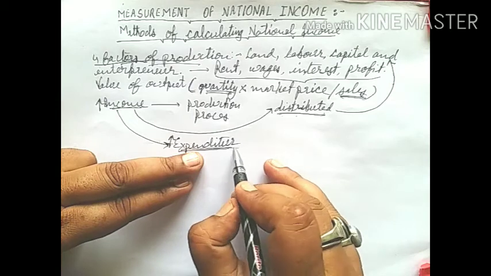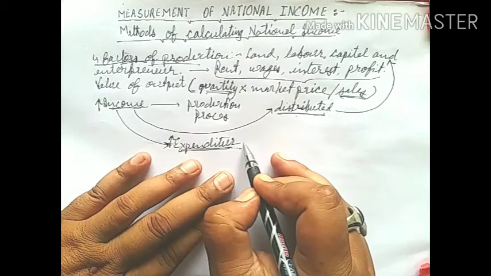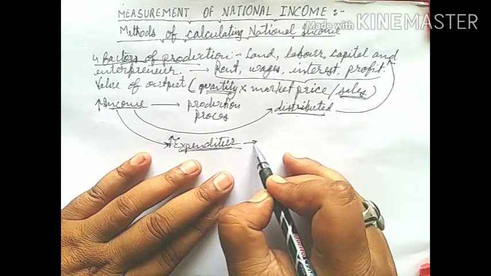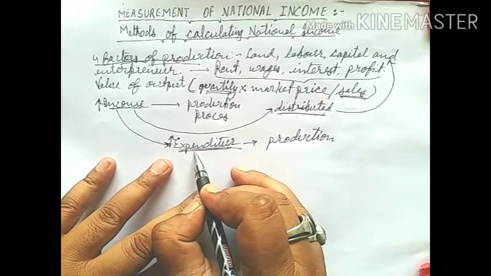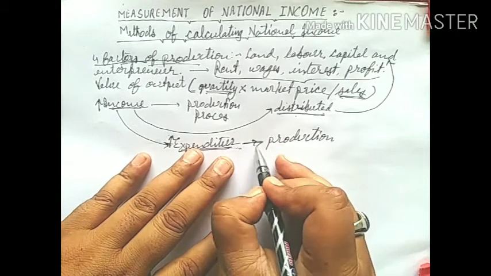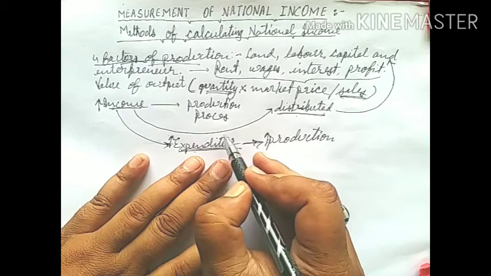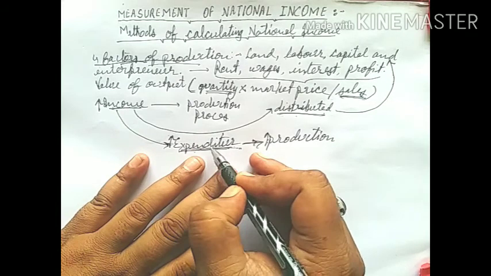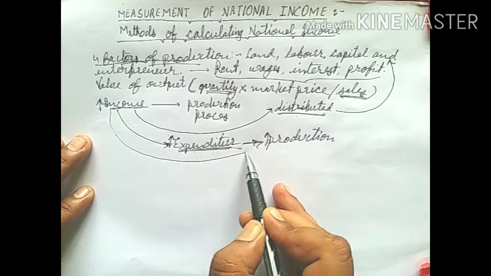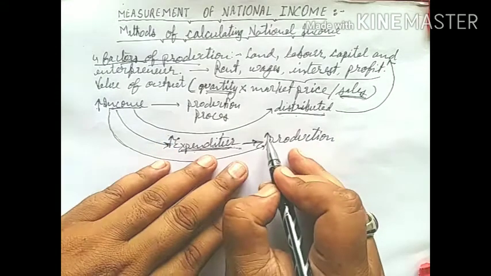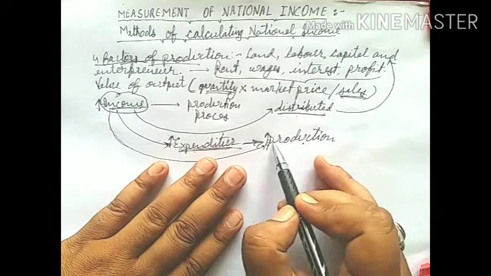And this expenditure leads to a change in further production. As expenditure is increasing, production will also increase with the increase in expenditure. And why is the expenditure increasing? Because of the increase in income. So directly we can say an increase in income causes an increase in production. If income increases, then production will increase.